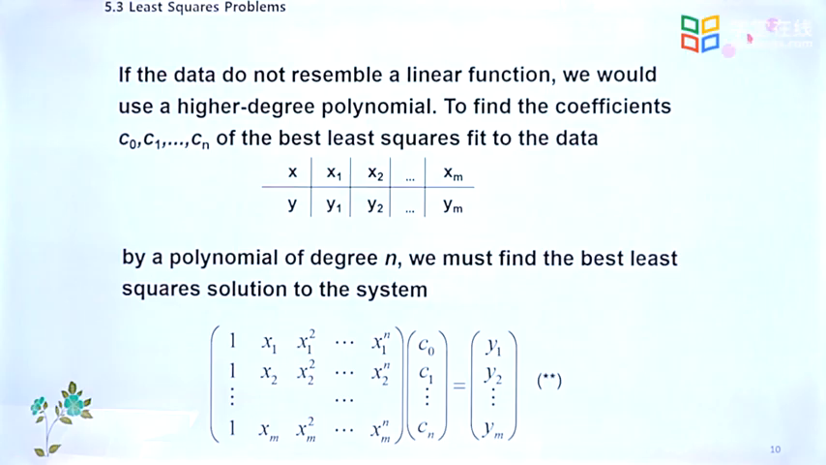For example, the first row means that C0 plus C1x1 plus till plus Cnx1 power n equals y1. We try to find such coefficients that satisfy this equation, and for the m data points, we want these m equations to hold.